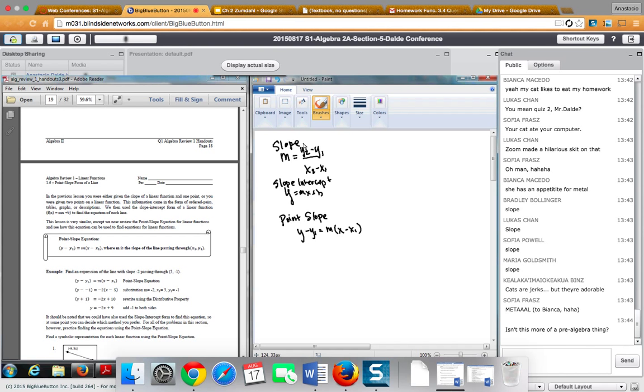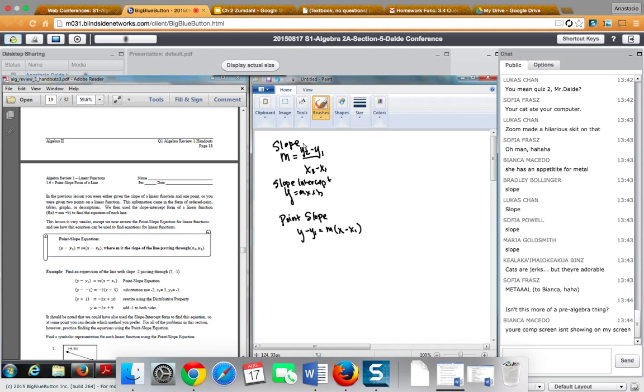And it's a whole bunch. I'm not really a big fan of point-slope formula and slope-intercept. Yes, Sophia, it is a pre-algebra thing. And you would not believe how many of my Algebra 2 students get screwed up with this pre-algebra stuff. But that's why we're going over it.